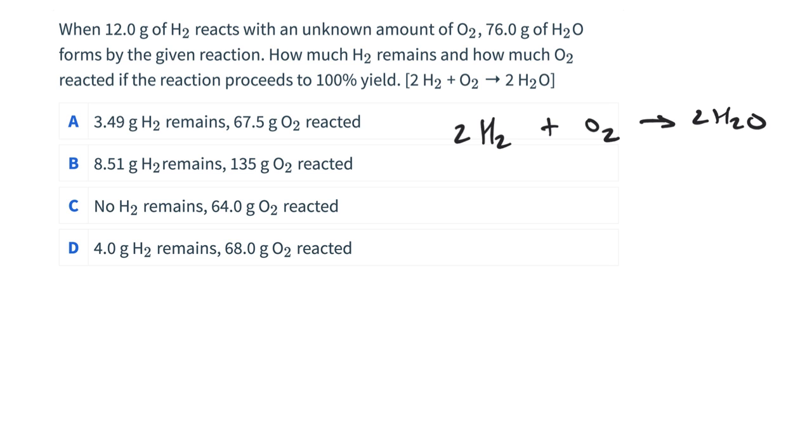If I go to the BCA chart, let's think about this for a minute, because this is actually kind of an interesting BCA chart because we're told we have 12 grams of hydrogen.